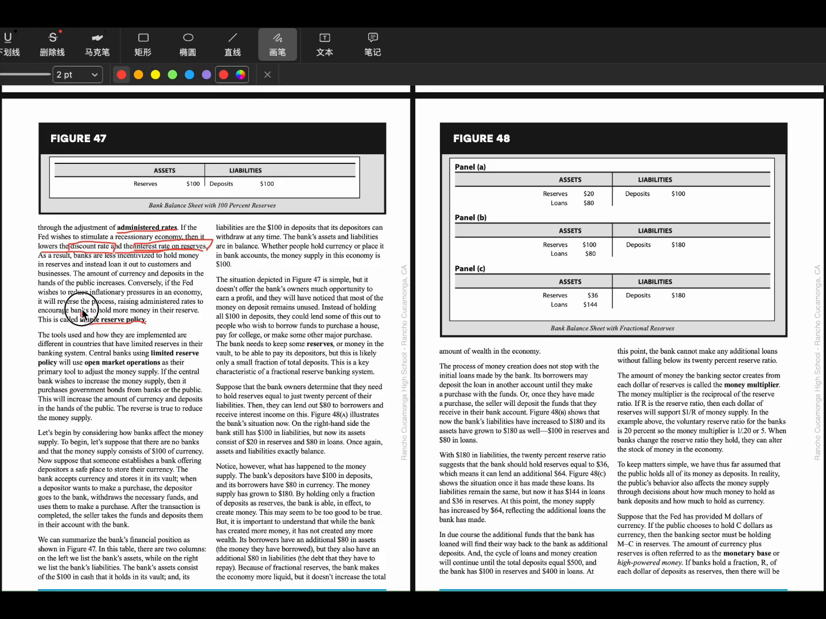Although this is ample reserve policy, there are two types of reserve policy: limited reserve policy and ample reserve policy. With limited reserves, they could still use the administered rate, but usually they use things like open market operations. Now you would ask, what's open market operation? Open market operation is basically the selling and buying of government bonds. That's basically just what it is.